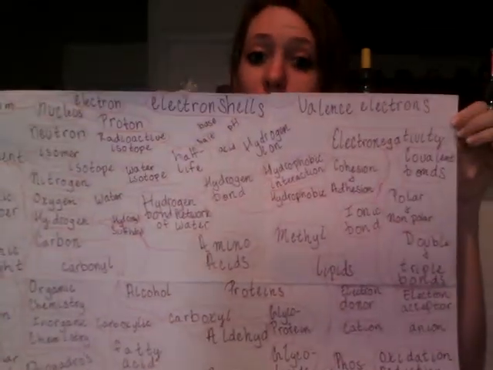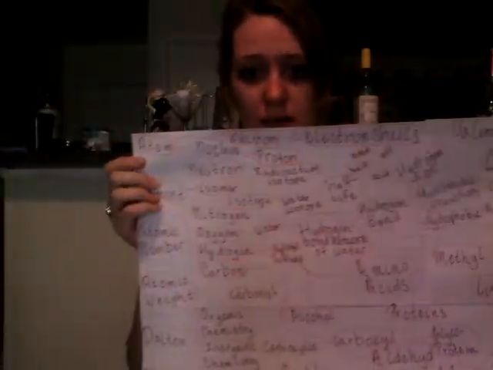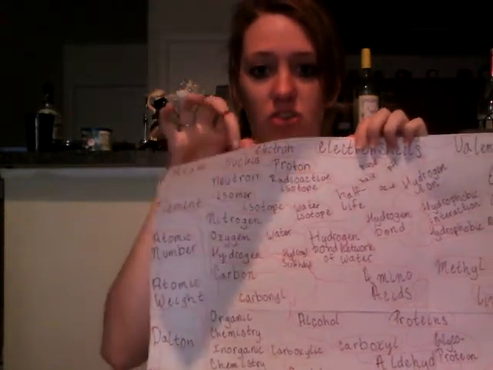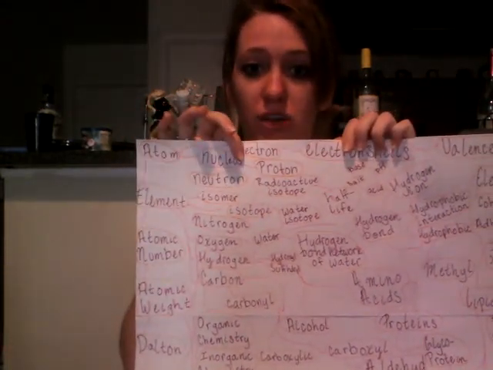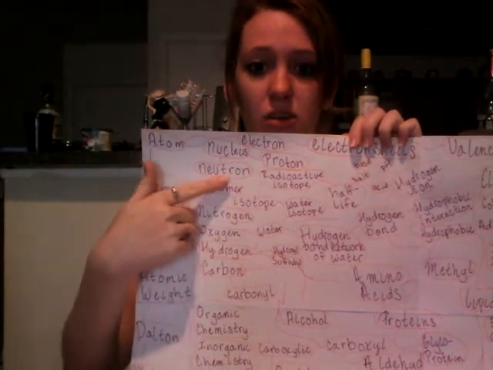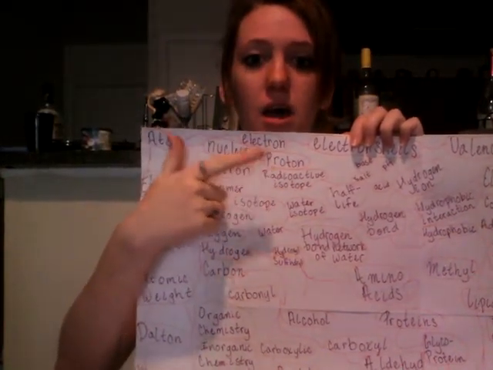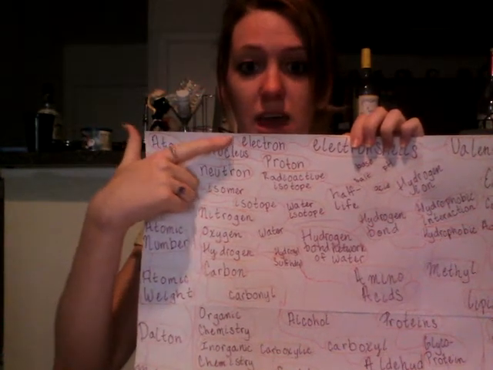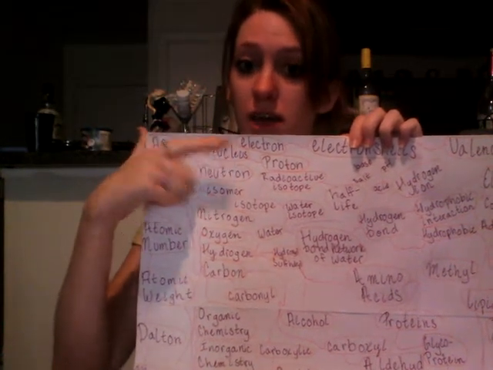As every day, we're going to start with atoms. Atoms are made up of electrons and the nucleus. The nucleus contains neutrons and protons. Protons are positive, neutrons are neutral, and electrons are negative.